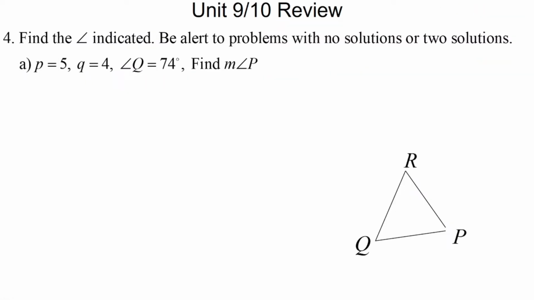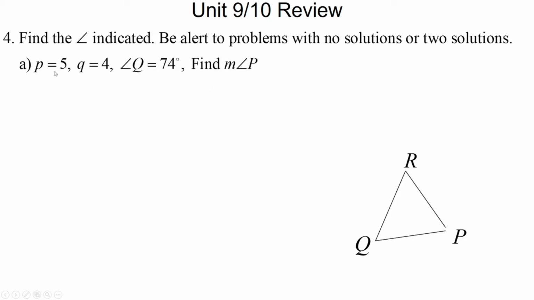Great problem. All right, number 4. Find the angle indicated. Be alert to problems with no solutions or 2 solutions. So, notice how I drew this triangle and it's not quite close because I am not sure with this information if I'm actually going to have an angle P right here.